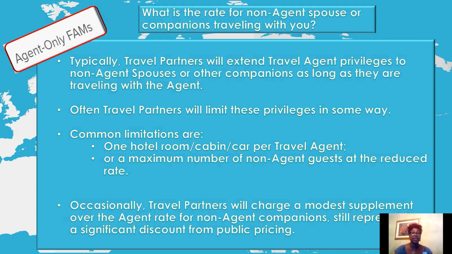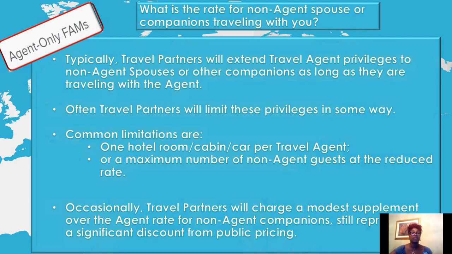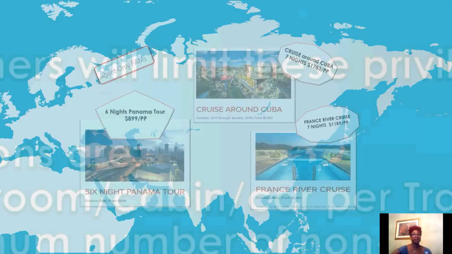Often travel partners will limit their privileges in some way. Common limitations are one hotel room or one cabin or one car per agent, or a maximum number of non-agent guests at a reduced rate. And occasionally, the travel partners will charge a modest supplement over the agent rate for non-agent companions. It's still a significant discount off the public pricing, guys, because when you compare it to the full price that they would pay, it's a huge difference, okay? So definitely have your family members indulge.